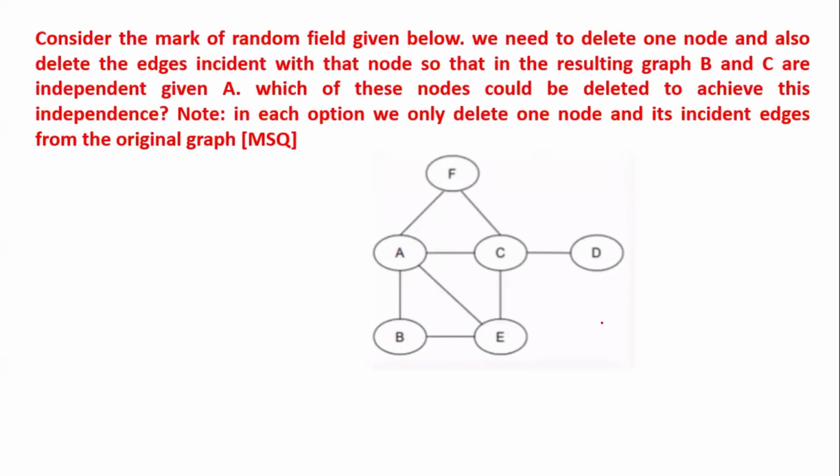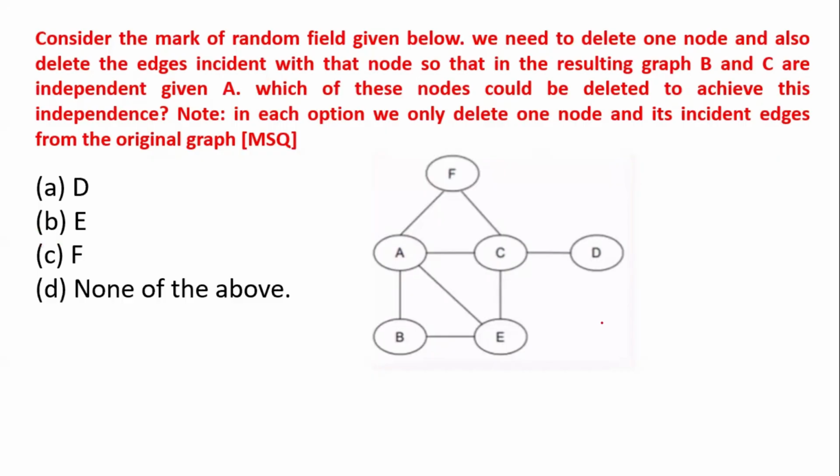In the previous questions, we had to delete the edges to see whether 2 nodes are independent or not. And in this case, we have to delete one node to see whether B and C are independent or not. Okay, now these are the 2 nodes. This is node B and this is node C. One path connects B and C, the other path is this. Another path is A, E, and then A, B, E, and A, C. So, these are the paths which connect B and C.